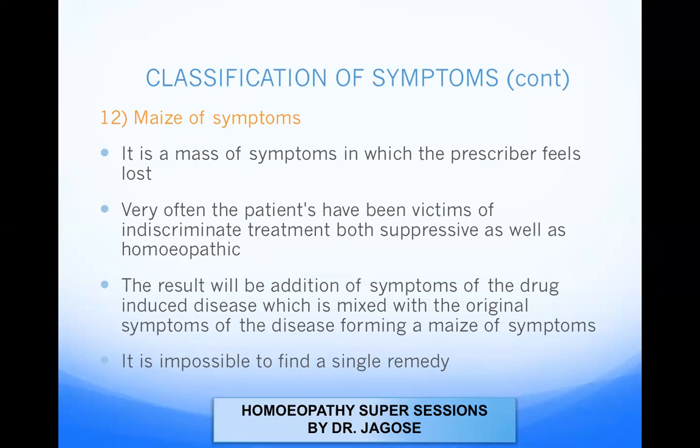So why does the maze of symptoms occur? Because the patients have taken indiscriminate treatment, both homeopathic as well as modern medicine, which may also be suppressive in nature. The result will be the addition of symptoms of the drug-induced disease, which is mixed with the original symptoms of the disease, forming a maze of symptoms. So, what happens when you go on taking harmful treatment? It will have side effects. At one end you have the original symptoms of the disease, and at the other end you have the side effects of the medicine.